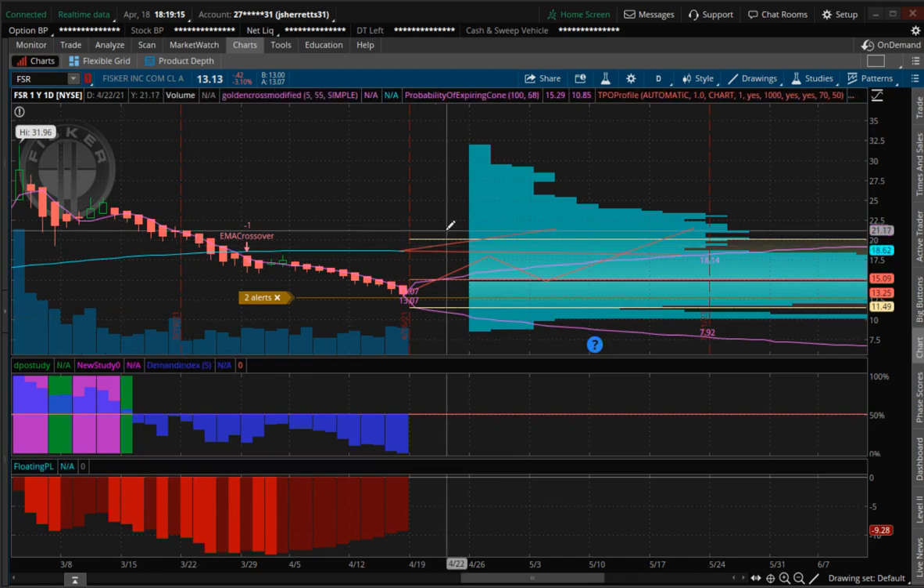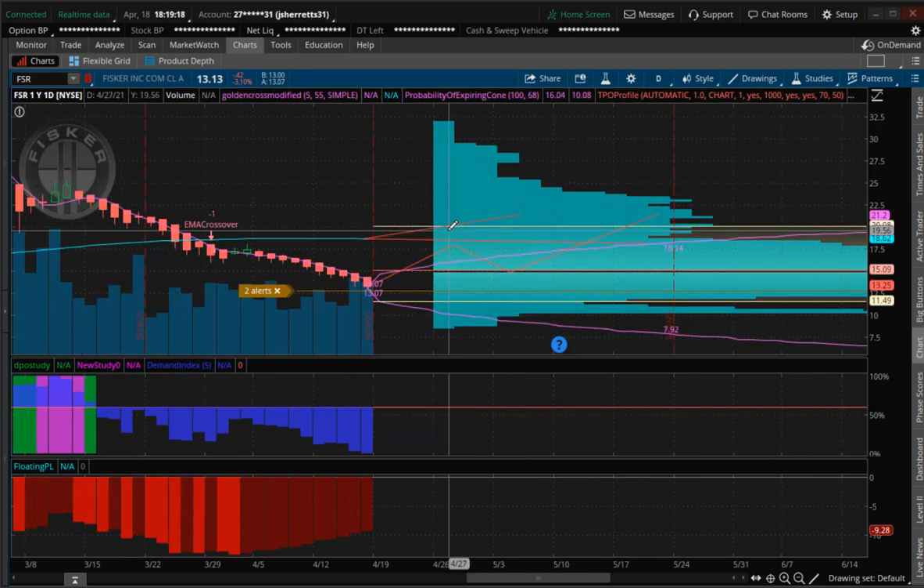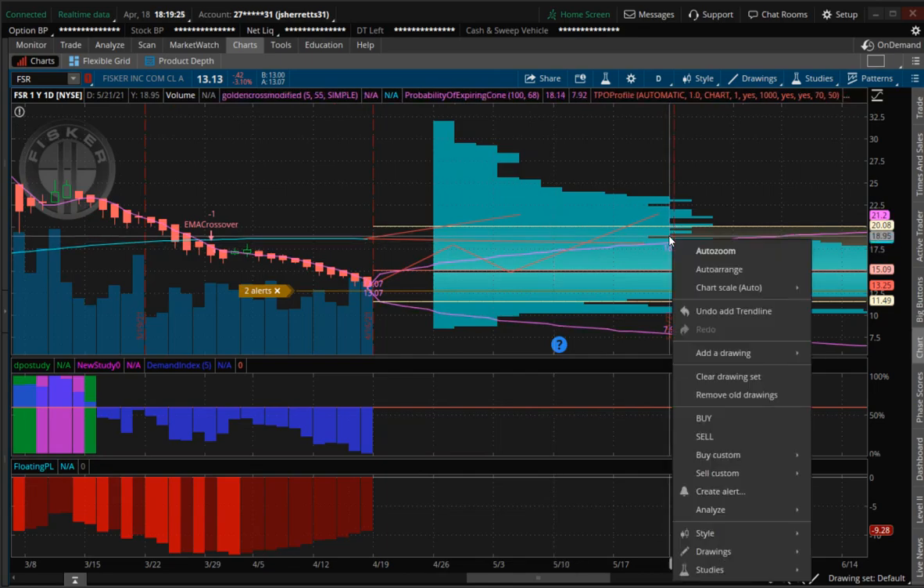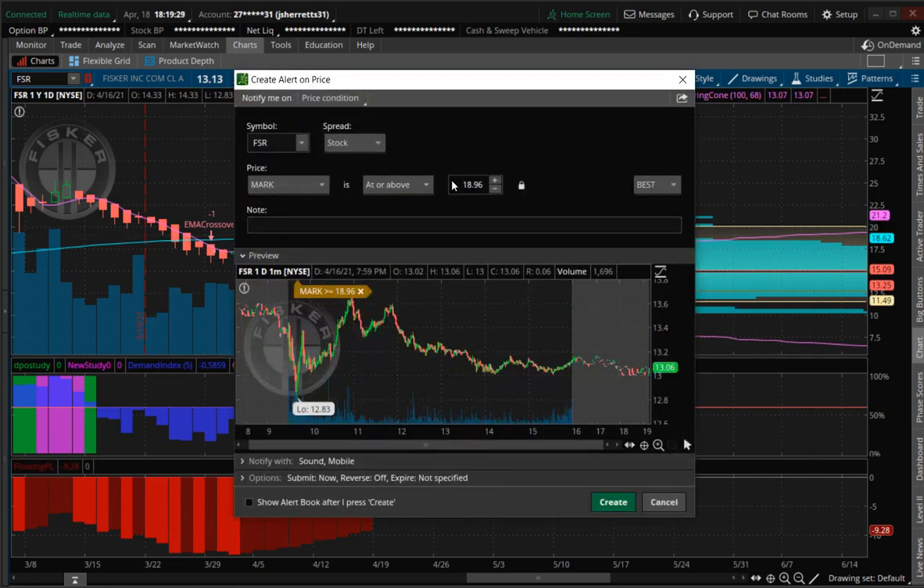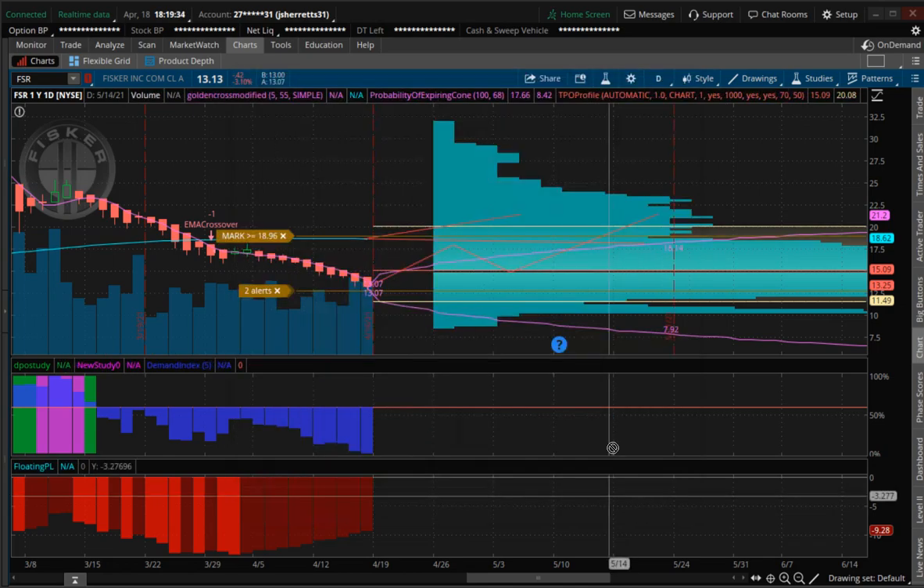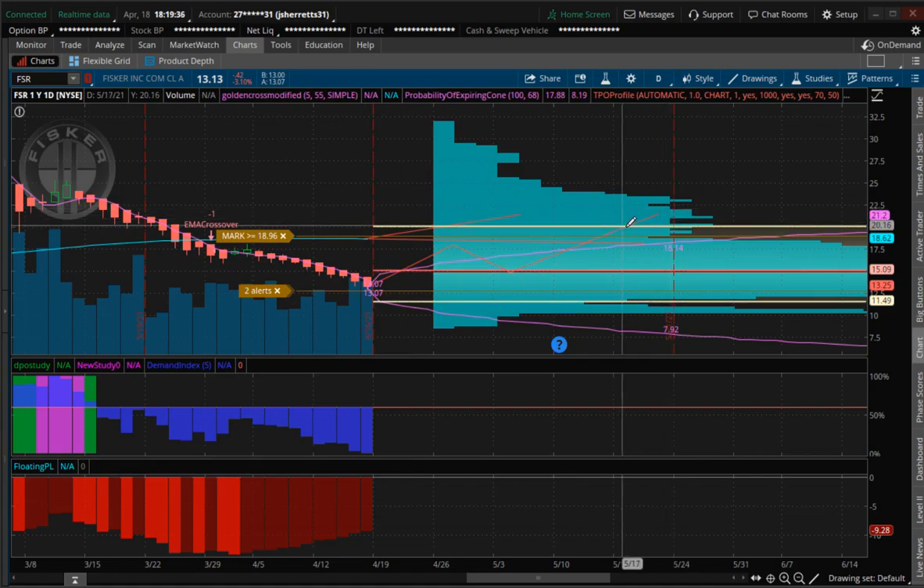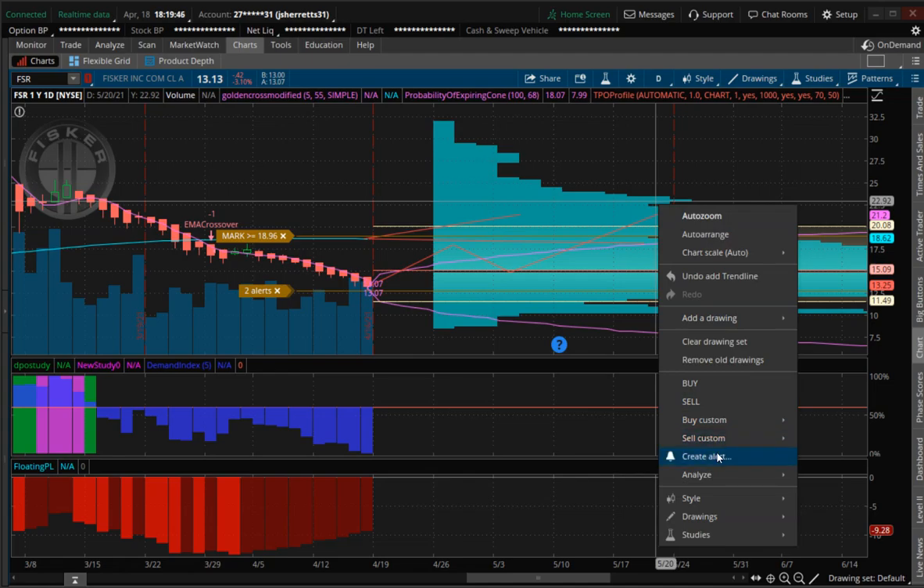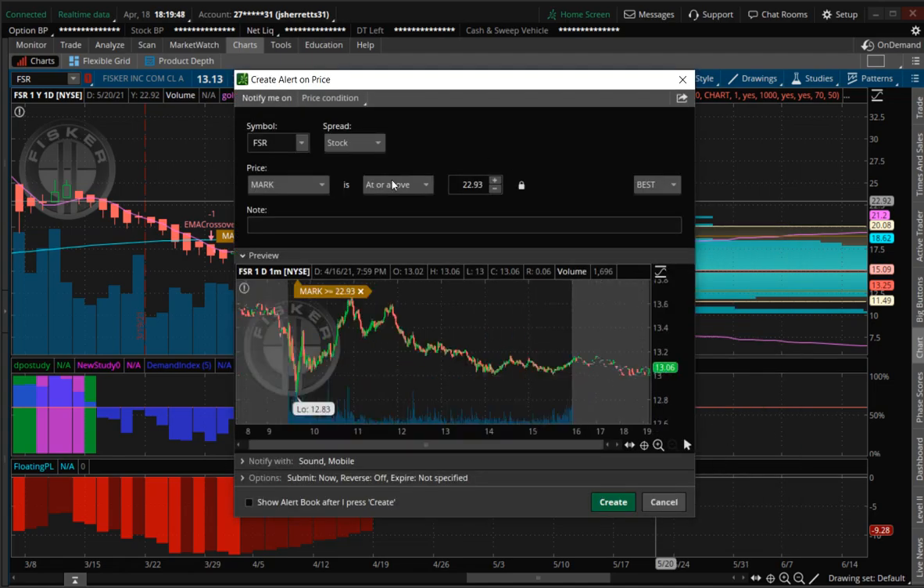Now, of course, if they're not, this is a nice gap right here. So I want to know when it's approaching this. So I'll create an alert for that at the 18.96, at or above. That's going to work for that one. All right, and that's going to tell us when it's really starting to make a move upwards. And if it breaks that, then I'm expecting it will probably break the 22.92. So let's create an alert there. And we'll go at or above.